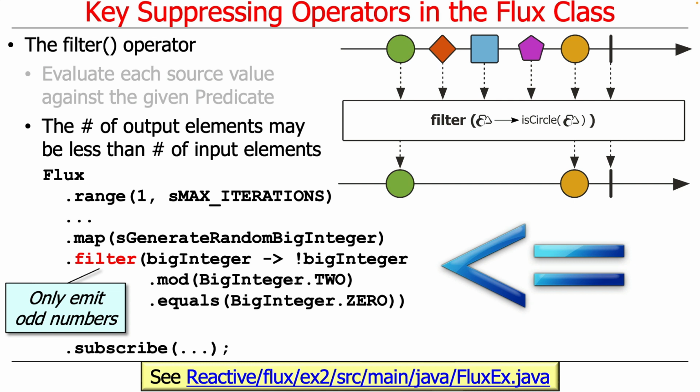So here's a very simple example where we're going to generate a number of random big integers, and then we're going to only emit odd numbers. So this is a little filter, which, believe it or not, is going to take a big integer and check to see if the big integer modded by 2 equals 0. And if it does, that means that it's an even number, so we're going to negate that, so it's only going to take odd numbers. That's the way you check to see if a big integer is odd or even. So we're only going to emit odd numbers.